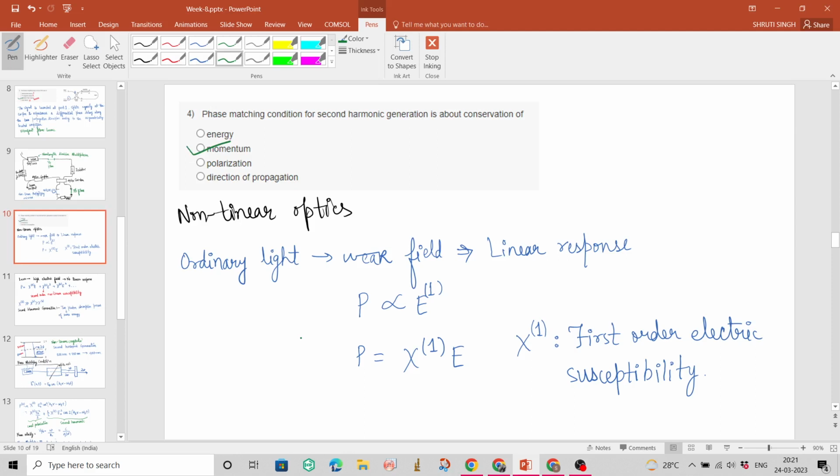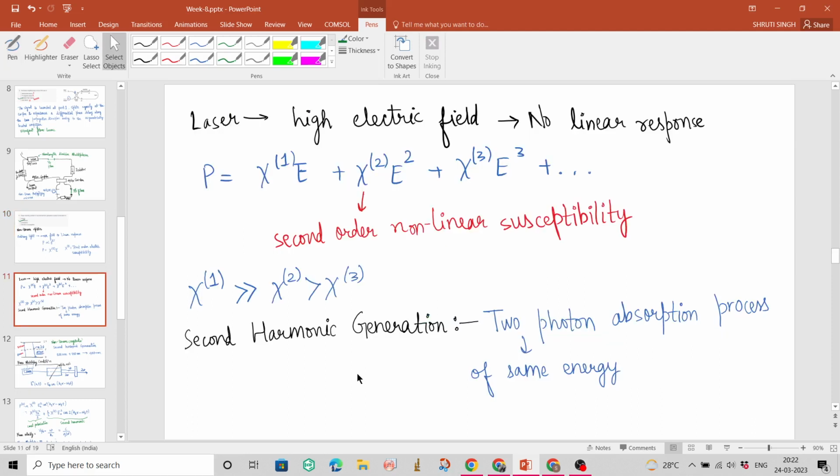Now for non-linear optics, we need intense laser beams, because ordinary light does not have such a strong electric field that the response of the polarization to the field is non-linear. So for non-linearity, we need laser beams which are highly intense. The polarization depends on the higher powers of the electric field, and those higher powers have coefficients called non-linear susceptibility. For example, the second term has the second order non-linear susceptibility. For the third and fourth terms, we have third and fourth order susceptibilities. One of the phenomena of non-linear optics is called second harmonic generation.